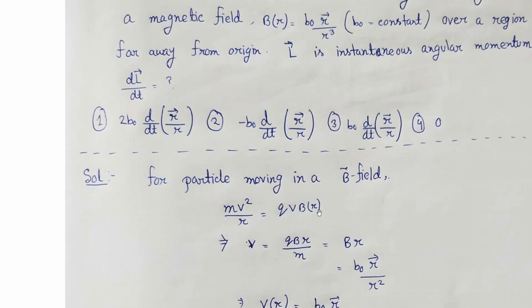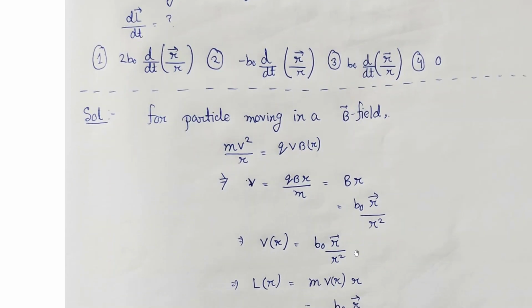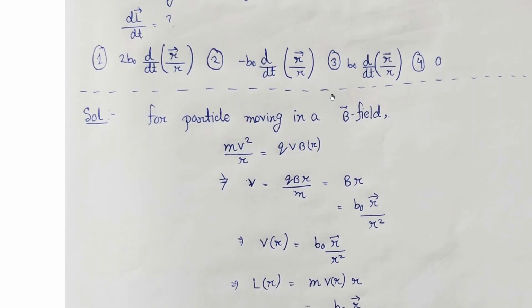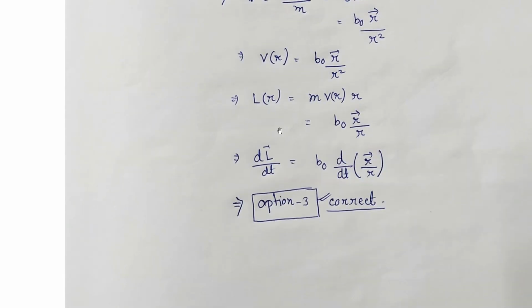Now B is a function of r. So you can calculate v is qBr by m. Now put q equal to 1 and m equal to 1. You will get v is equal to B r. So you have the expression for B in the question, that is B naught r vector by r cube. So when you multiply this by r, you get B naught r vector divided by r square. This is v. So v as a function of r is equal to B naught r vector divided by r square. Now, what is L?